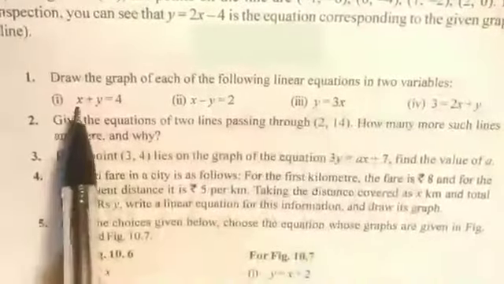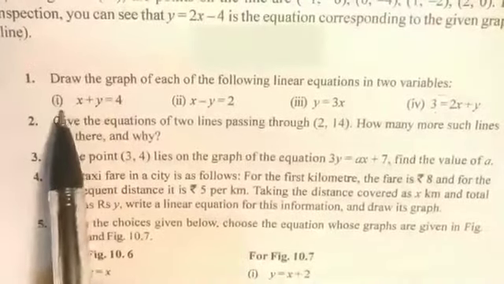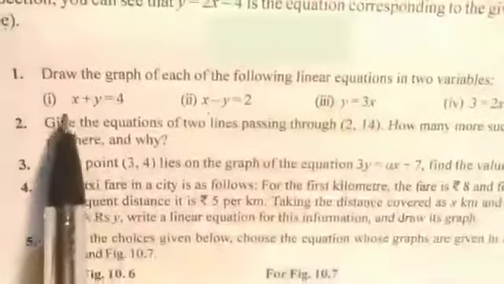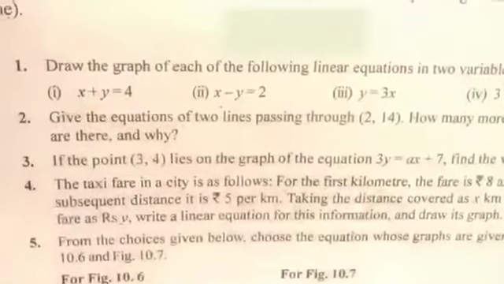Exercise 10.3. First question is, draw the graph of each of the following linear equations in two variables. The two variables are x and y. We have four questions. The first and second I will do; the third and fourth are your homework sums. In the first question they have given x plus y equal to 4.